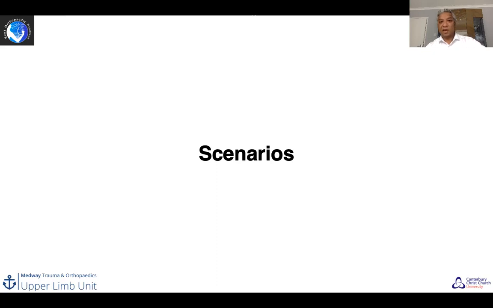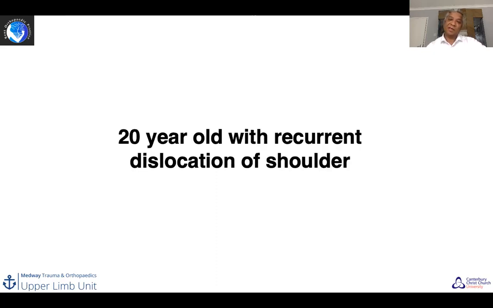Lastly, let's look at some scenarios. A 20-year-old with recurrent dislocation. If this was face-to-face or live, we would have had an interactive discussion. But the reason for putting this is that a 20-year-old with a recurrent dislocation has a very high risk of ongoing instability, and you must investigate this with an MRI scan. Then depending on the results, or if there's a suspicion on plain radiograph, you may need to get a CT scan.